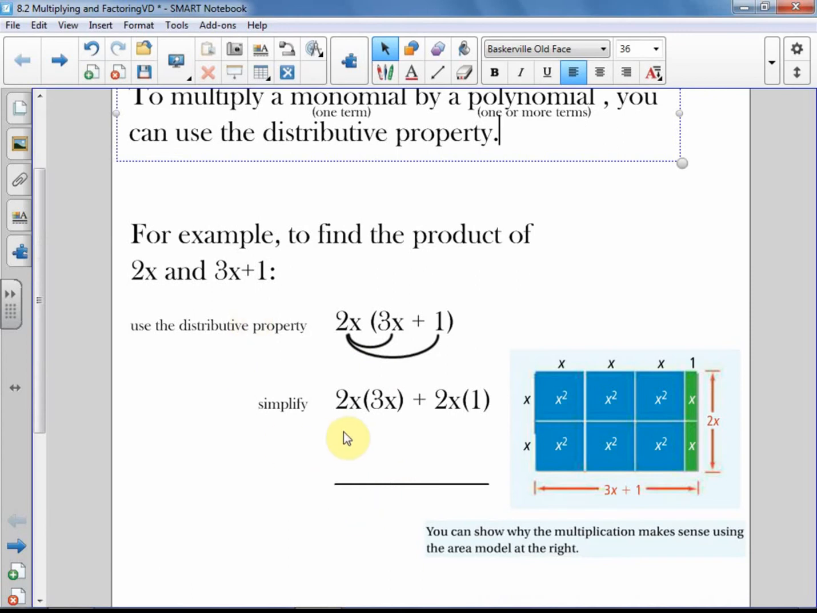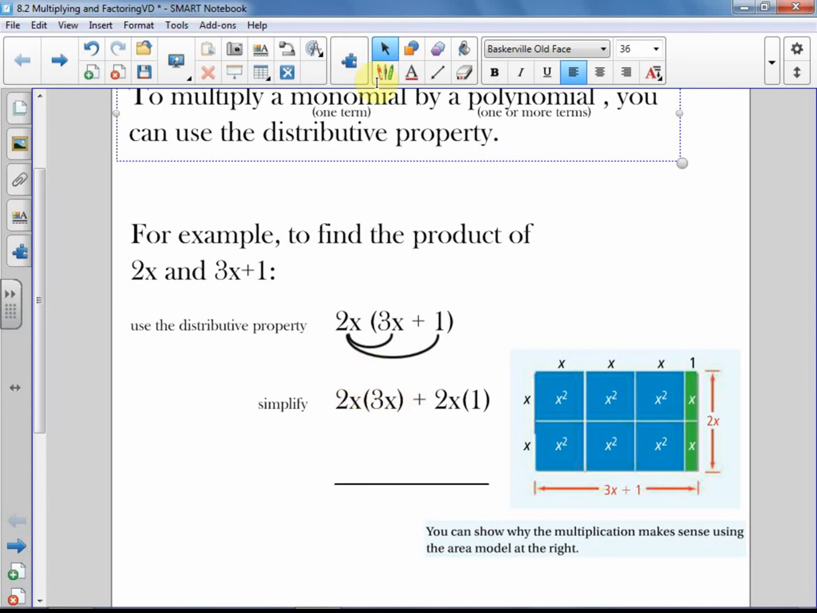When we do that, we use the power rule. No, we don't. We use the product rule. The product rule says that if we are multiplying exponential values, we keep the base and add the powers.